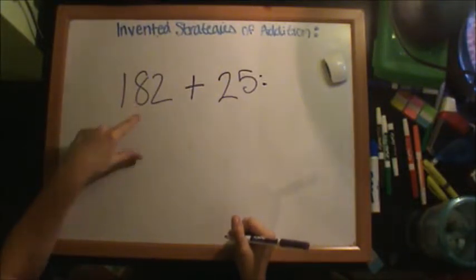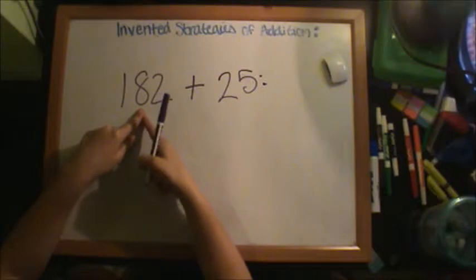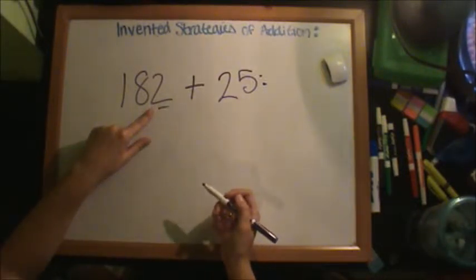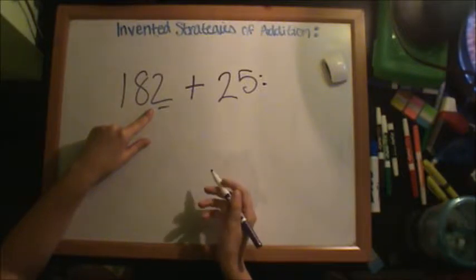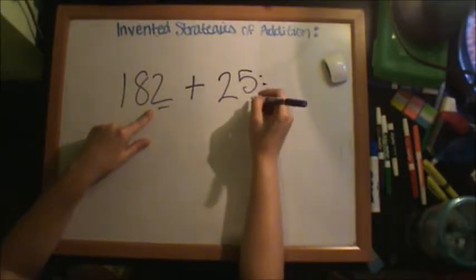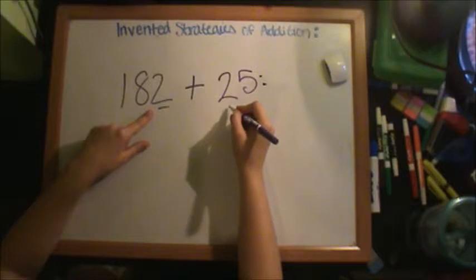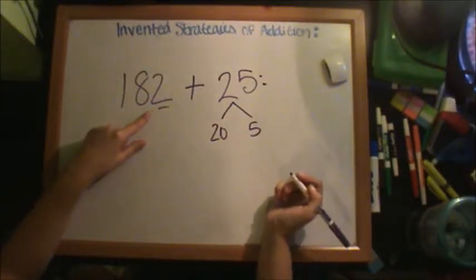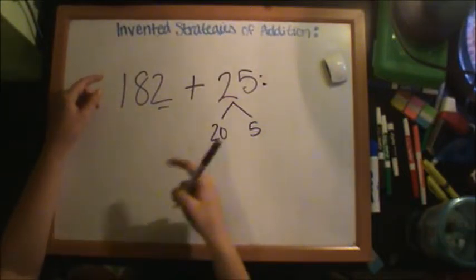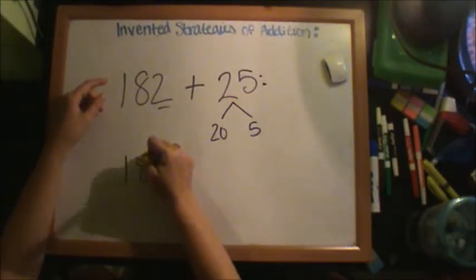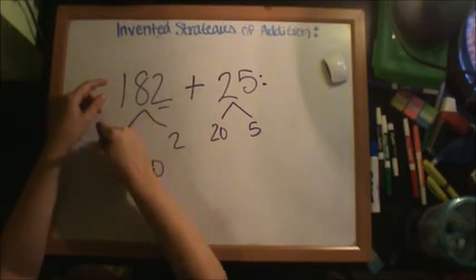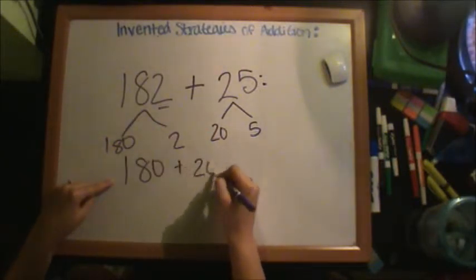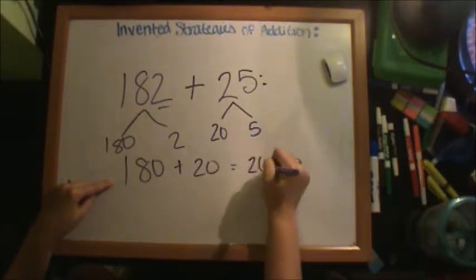So, my brain automatically wants to add this 20 to this 8 to make it 200, but I do have these 1's here. So, I'm going to go ahead and split this 25 into a 20 and a 5. So, I know that 180, you can also do this if that helps, that 180 plus 20 gives me 200.